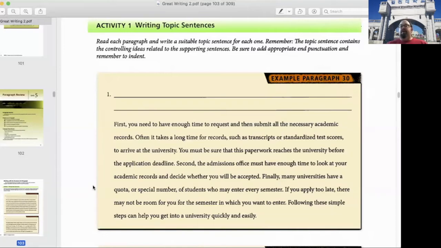Okay, so this is about how to get into a university. And we've got different steps, things that you need to do. So based on what we've read here, we can come up with an appropriate topic sentence for this paragraph. And of course, there are different options. There's not just one correct answer here. Think about what we might want to use as our topic sentence.